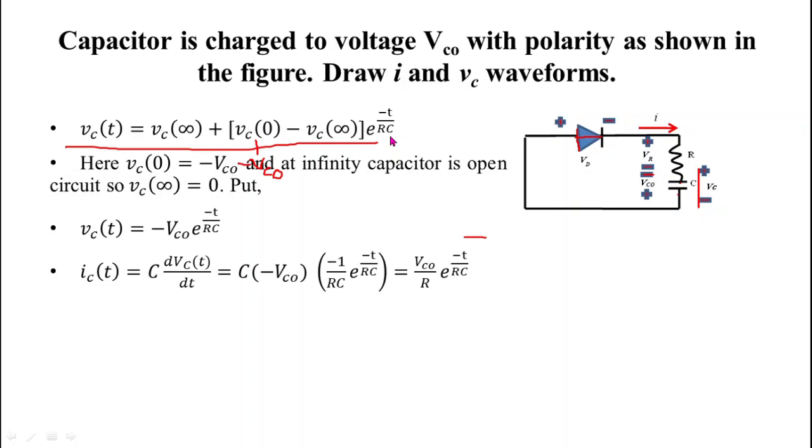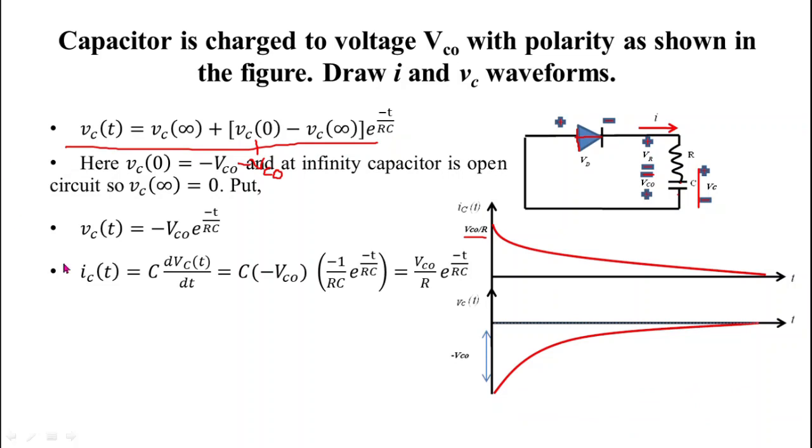Now we can easily plot the waveforms for this capacitor voltage and capacitor current. Here, for the capacitor voltage, when t equals 0, the capacitor voltage is equal to minus VC0. Now when t tends to infinity, this e to the power minus t by RC tends to become 0. That's why when t tends to infinity, VC(t) tends to become 0. Similarly, we can plot the waveform for IC(t). So this is all about this chapter.